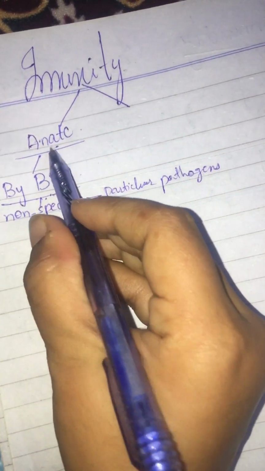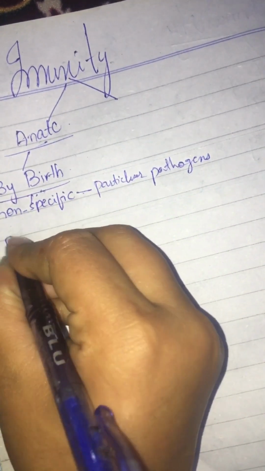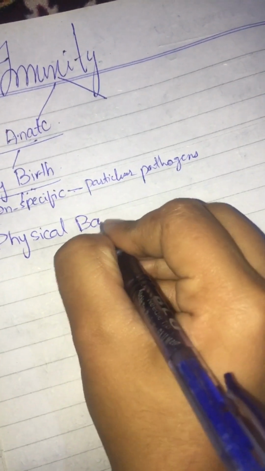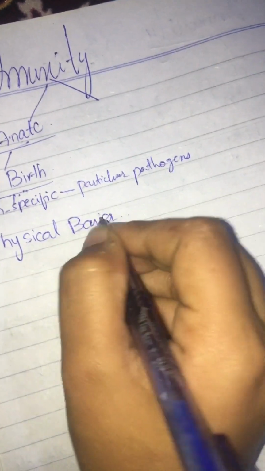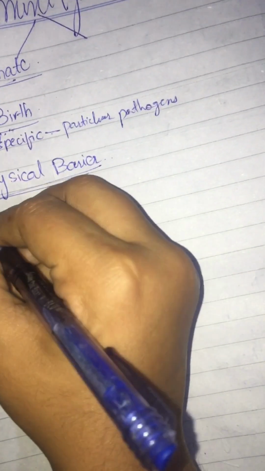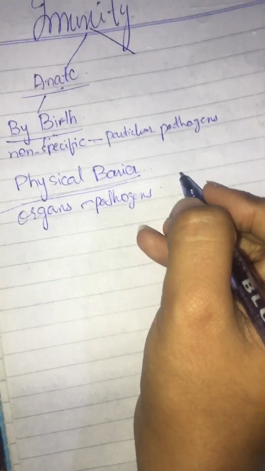As we know, innate immunity has four barriers. Starting with the physical barrier, here we talk about the organs which protect our body from pathogens. First we take the skin.